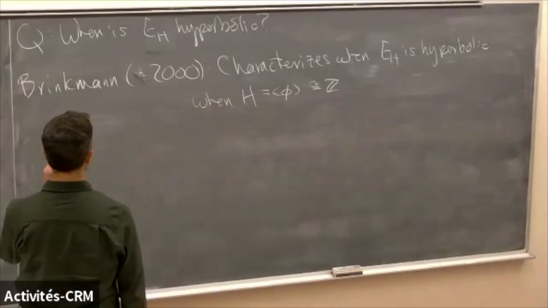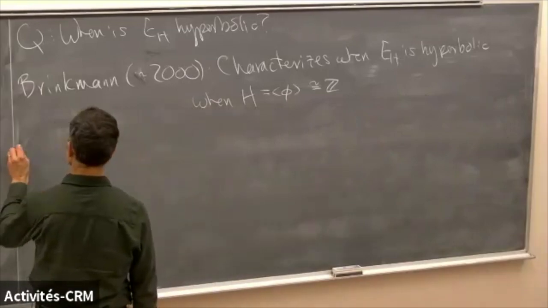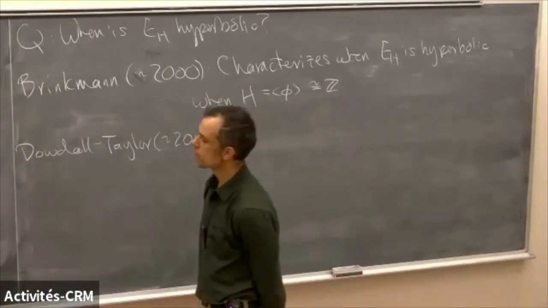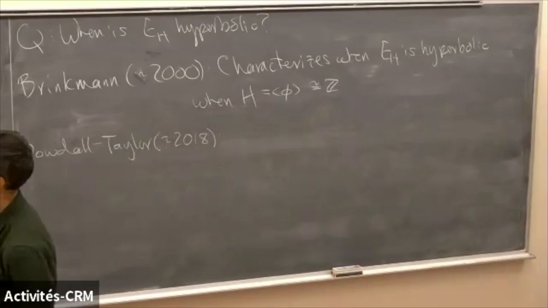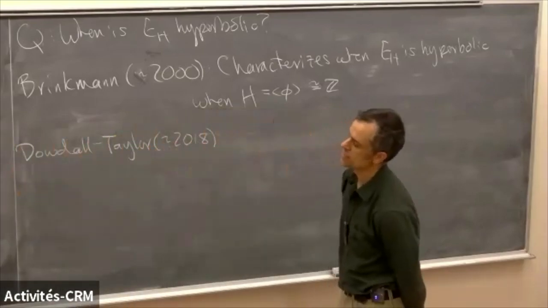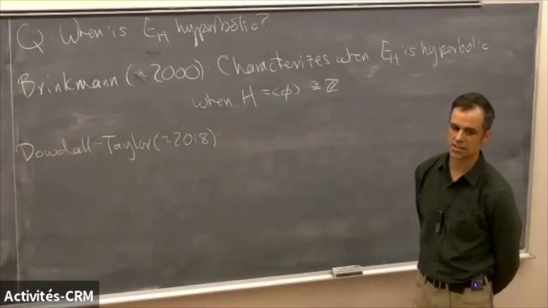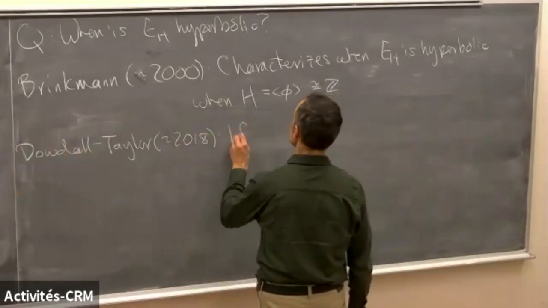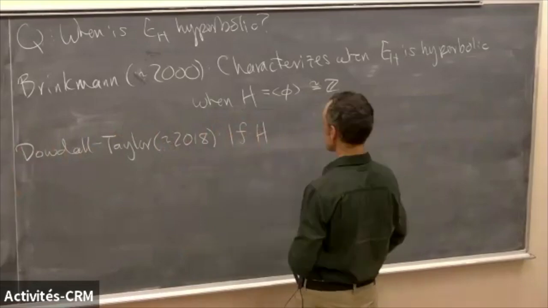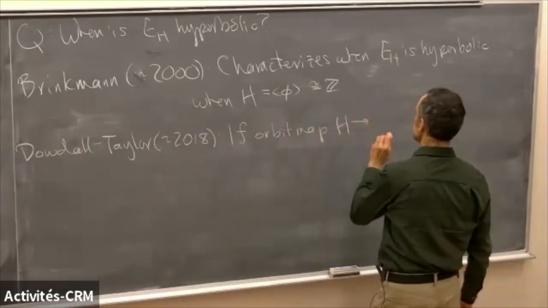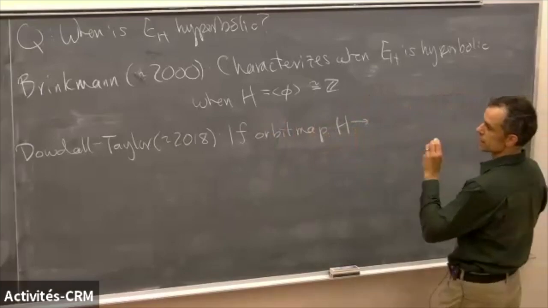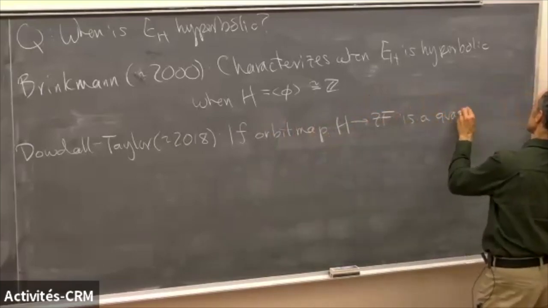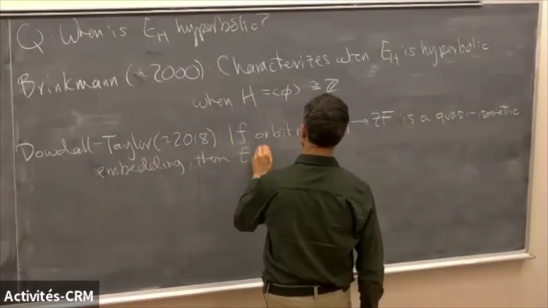Then the next one I want to mention is due to Spencer Dowdall and Sam Taylor. They come up with a sufficient condition for saying when the extension group is hyperbolic, in terms of the action of H on some complex. They prove that if the orbit map from H into this Z factor graph, which I'll explain in a moment, is a quasi-isometric embedding, then the extension group is hyperbolic.